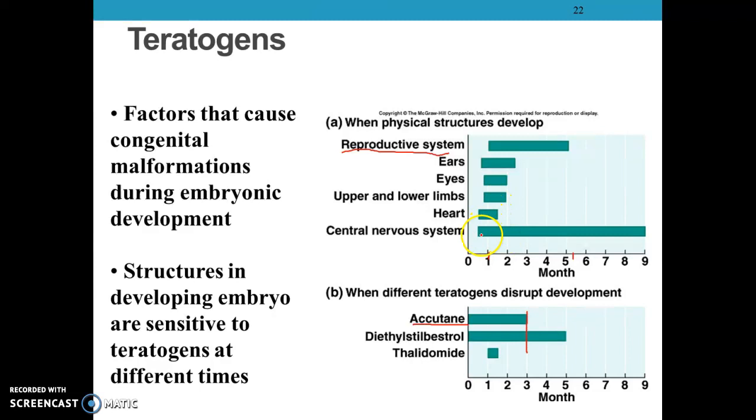Central nervous system, if you look at that, it starts to develop just a couple weeks in, so the middle of the first month of pregnancy, all the way throughout the entire term of the pregnancy. So the central nervous system could be affected by teratogens throughout the entire length of the pregnancy. That's why smoking and alcohol are definitely not okay if you're pregnant, because that can affect the central nervous system of the embryo and then later the fetus. So that's kind of what this says down at the bottom: structures in the developing embryo are sensitive to teratogens at different times.